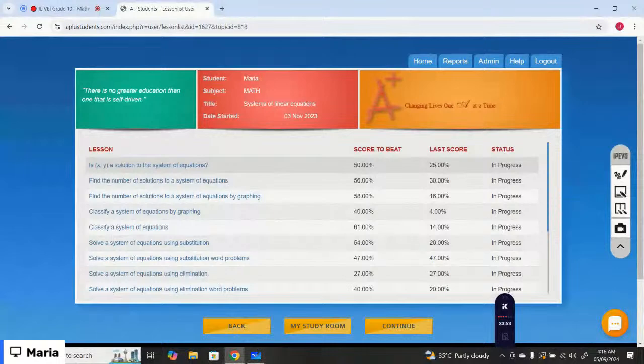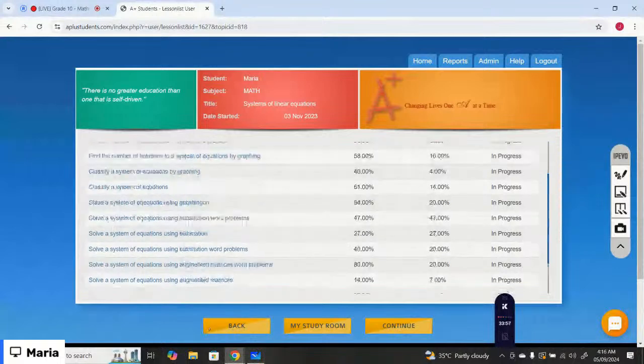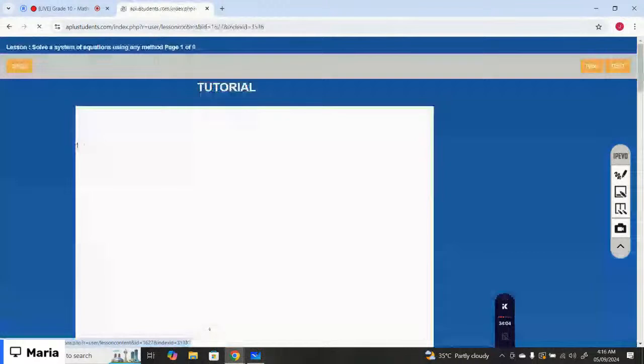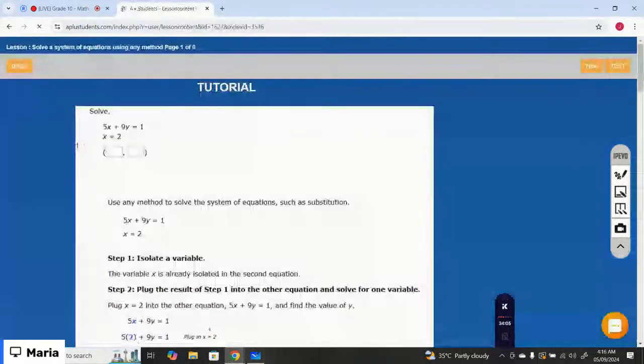Okay, so the next lesson is: you can do the word problems on your own, right? Solve a system of equations using any method. Now it's up to you which method you are going to use, right? You have learned three methods: the substitution method, elimination method, and augmented matrices method. So whatever method you find easy, you can use.